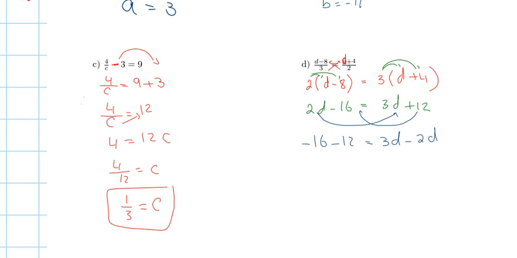I'm trying to reduce the amount of work that I have to do, or steps that I have to write. Are you guys okay with that? So I moved the like terms to the same side. So negative 16 minus 12, that's negative 28, equals 3d minus 2d, that's a d. I'm done, right? So d equals negative 28.